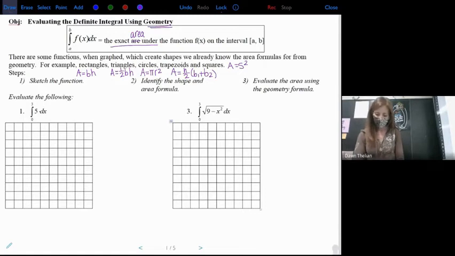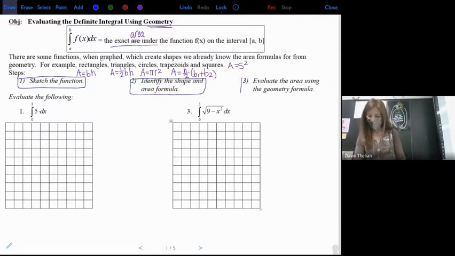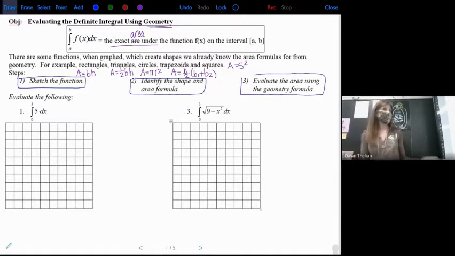So if you're asked to evaluate a definite integral, step 1, sketch the function. Step 2, figure out what shape it is and say, hey, I know the area formula for that. And then evaluate the area using geometry. Even though it's an integral, we just need area, so you can use your geometry formula. Let's take a look at the first one.